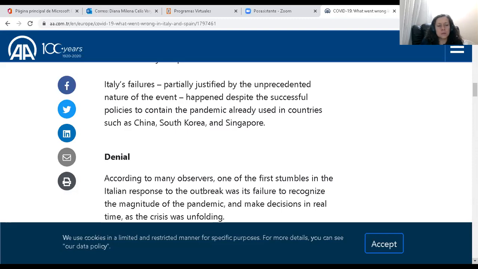Denial. According to many observers, one of the first stumbles in the Italian response to the outbreak was its failure to recognize the magnitude of the pandemic and make decisions in real time as the crisis was unfolding.